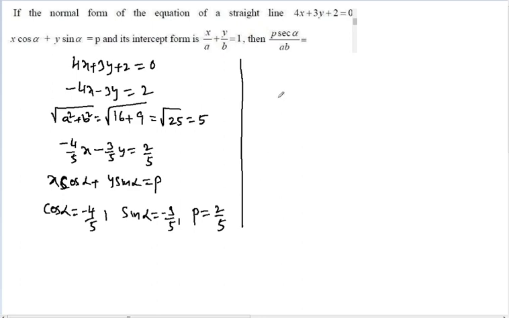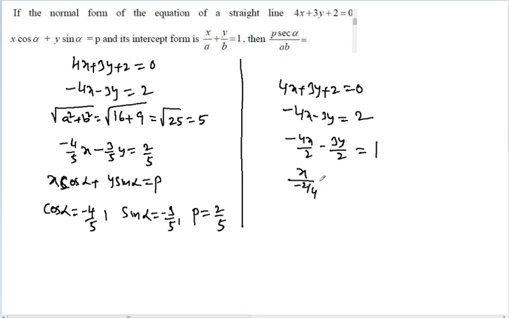And the intercept form of this line, that is 4x + 3y + 2 = 0, that is -4x - 3y = 2. Dividing the equation by 2, -4x/2 - 3y/2 = 1. This is x/(-2/4) + y/(-2/3) = 1. From this a = -2/4 and b = -2/3. Now we find the value of p sec alpha by ab.